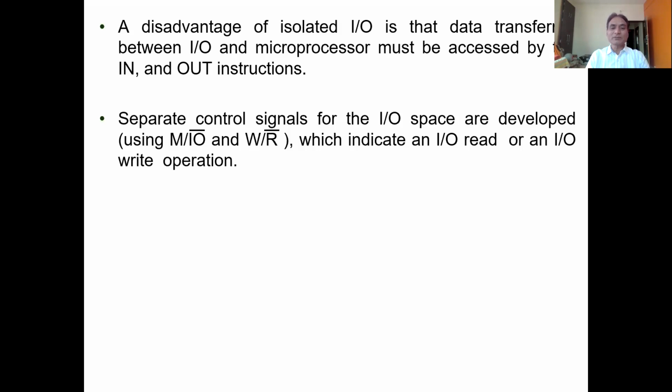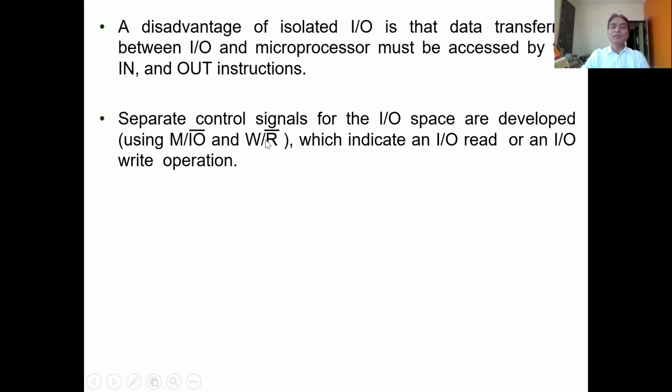Separate control signals for IO space are developed using M/IO bar and W/R bar, which indicate an IO read or an IO write operation. So you can see here, M/IO bar is one of the pins of the 8086 microprocessor. If you put logic 0, IO is going to be selected, and if it is 1, memory is going to be selected. So for this purpose, you have to put logic 0 here and here.